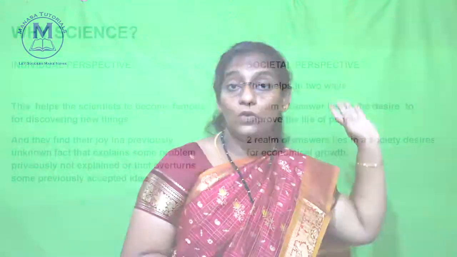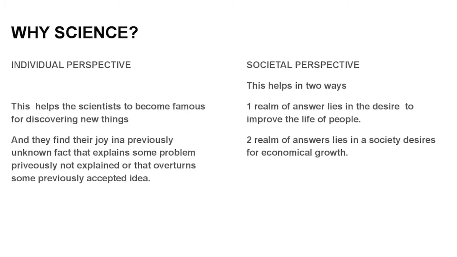So now, why this science? Why were these experiments done? These observational experiments, these chemical experiments, or experimental experiments. Why do we do this? Why is this required in science? So this science is required for two aspects. One is the individual perspective and the other one is the societal perspective. These are the two important reasons why experimentation in science takes place.